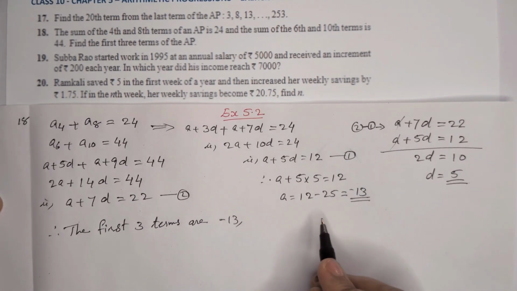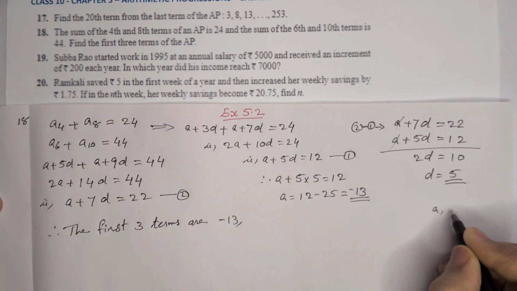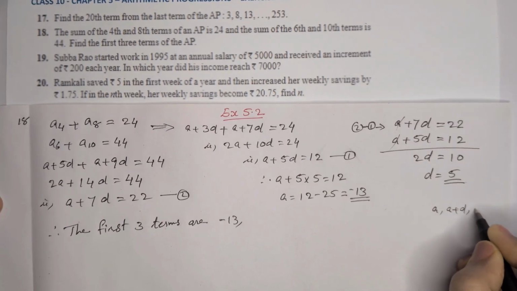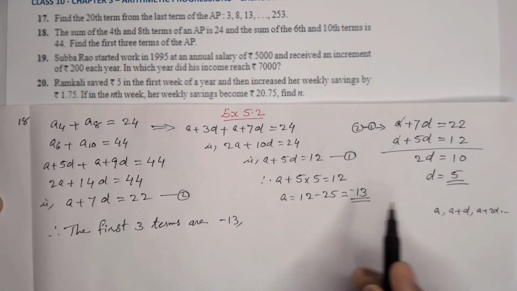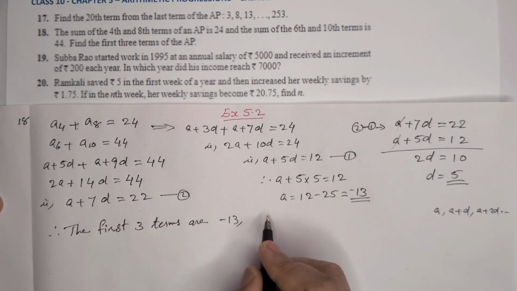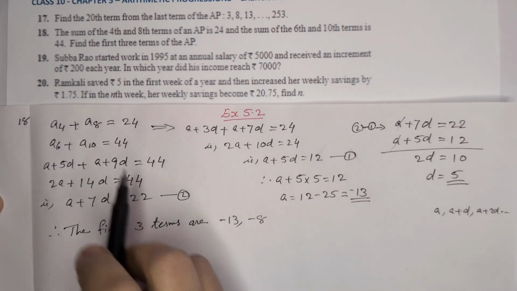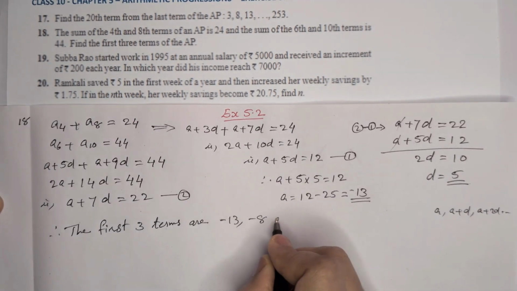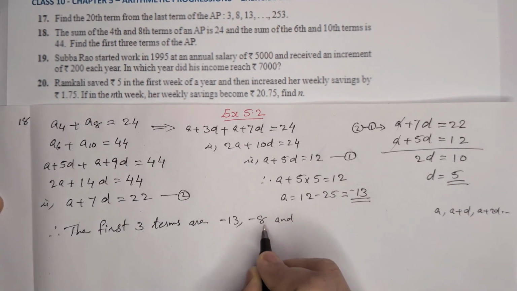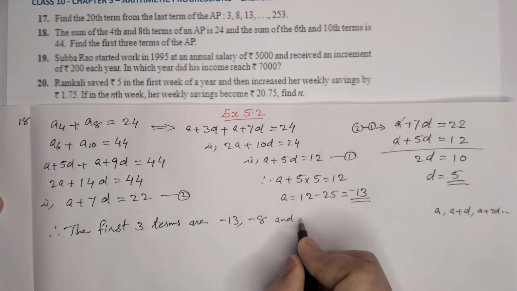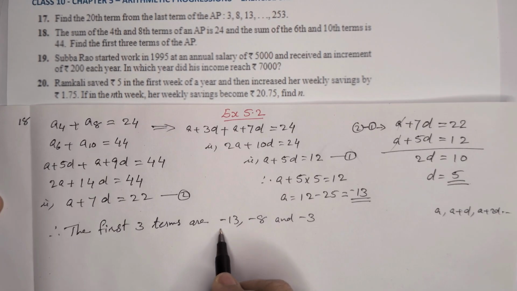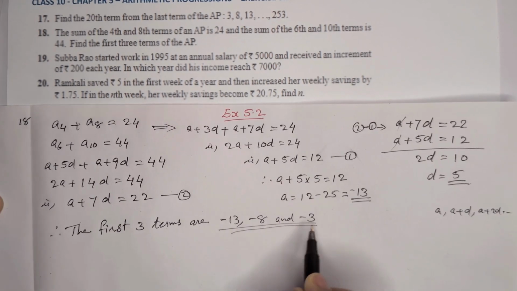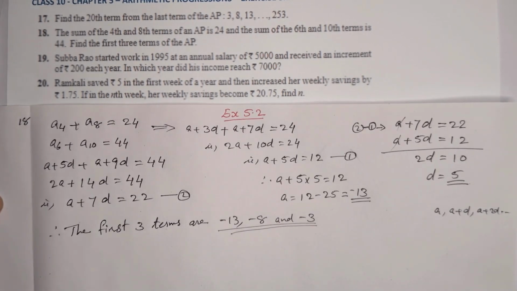Then the second term means a plus d. The terms are coming a, a plus d, then a plus 2d, etc. So we can take the first term minus 13, plus d, that will come as minus 8. We have to write the first three terms, one more term. That means minus 8 plus 5, so minus 3. That means the first three terms are minus 13, minus 8 and minus 3.